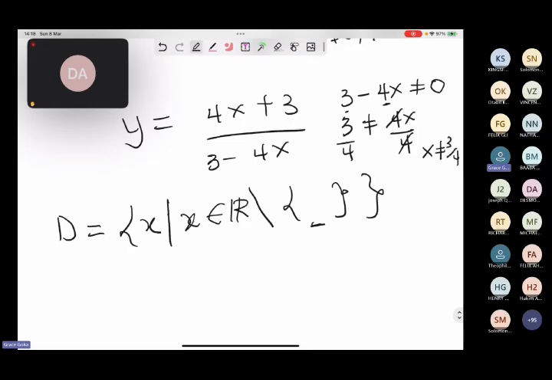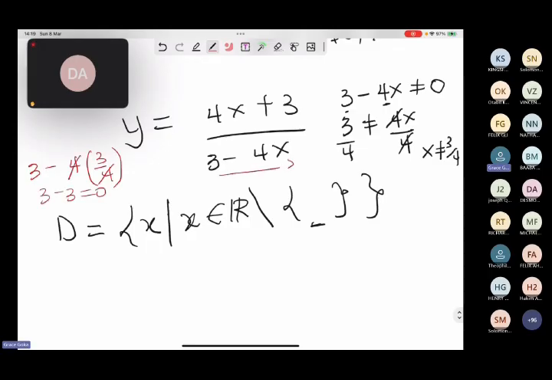Therefore, there is only one number that will make the denominator become 0, and that number is when x is 3/4. And we can test. If we put 3/4 in the denominator, we'll have 3 minus 4 times 3/4. 4 here, 1, 4 there, 1. We are left with 3 minus 3. This is equal to 0.